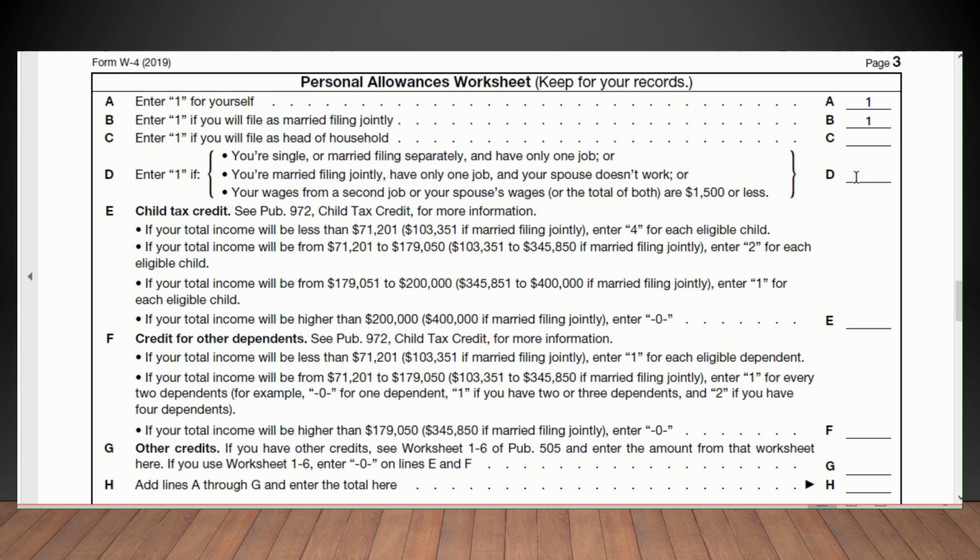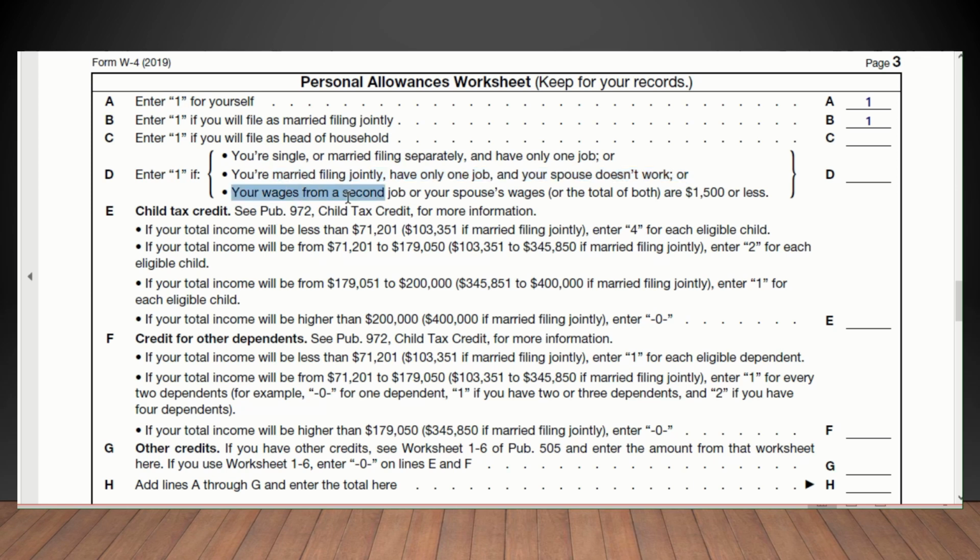Then here's another exclusive one. If you're married filing jointly, you cannot be single or married filing separately. So that part does not apply to you. So you don't enter 1 for line D for that. However, the second line could possibly apply to you. You're married filing jointly, have only one job, and your spouse does not work. However, in that case, this doesn't apply because you have a business. So that is more than one job. I mean, you have your business and then you have a job, or you have the job, you're paying yourself in your business, and then you have profits. So that wouldn't apply to you in this case.